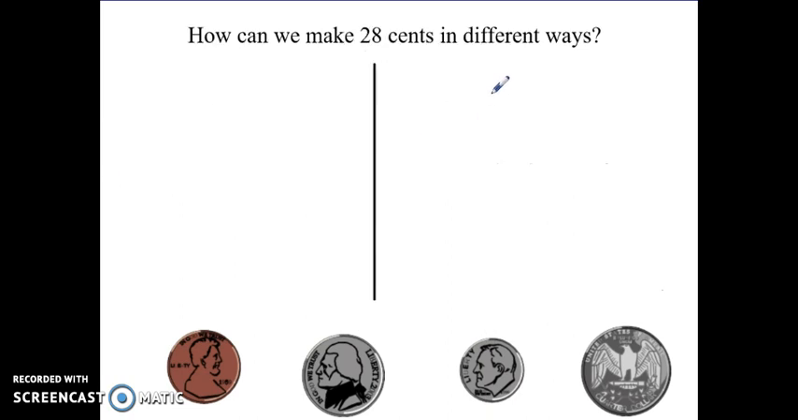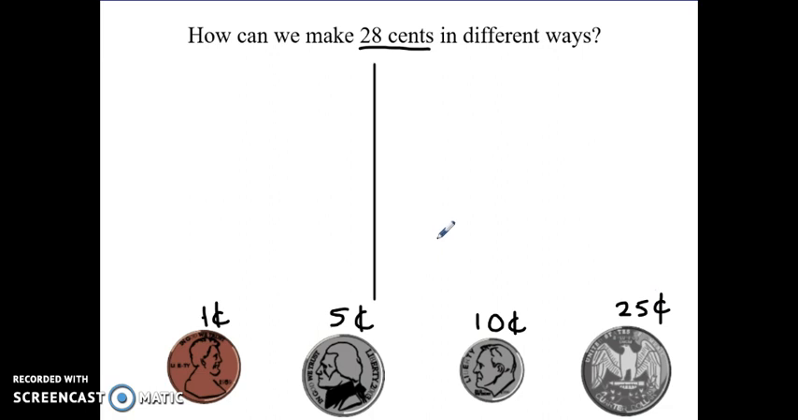Let's take a look at another question. How can we make 28 cents in different ways? Well, let's take a look at our coins again. So here we have our penny, which is 1 cent, our nickel, which is 5, our dime, which is 10, and our quarter, which is 25.